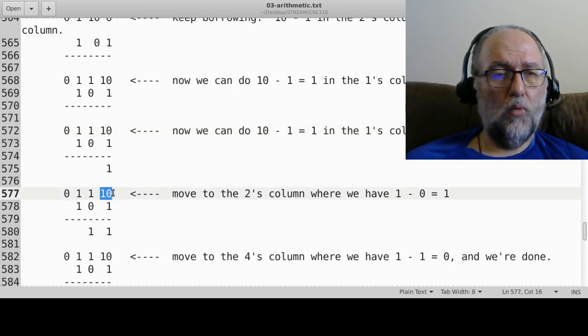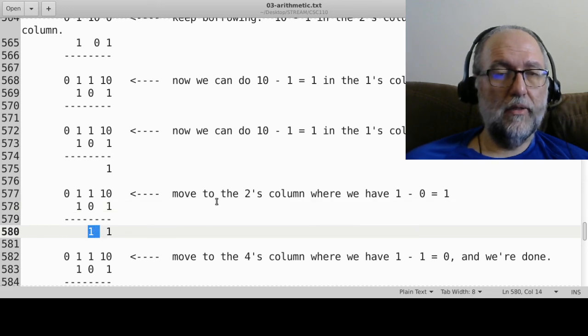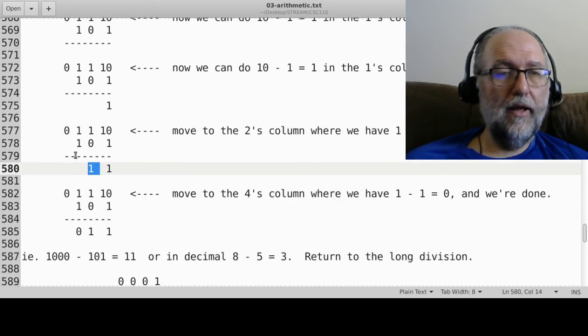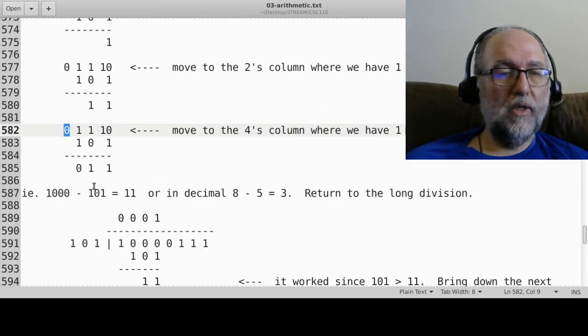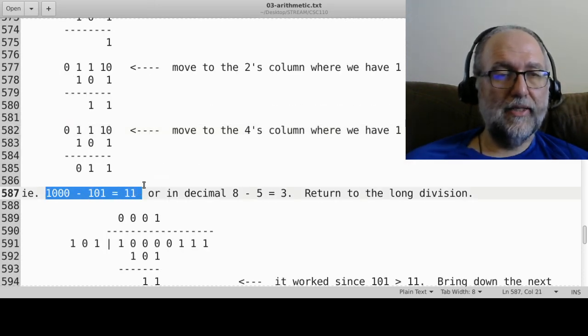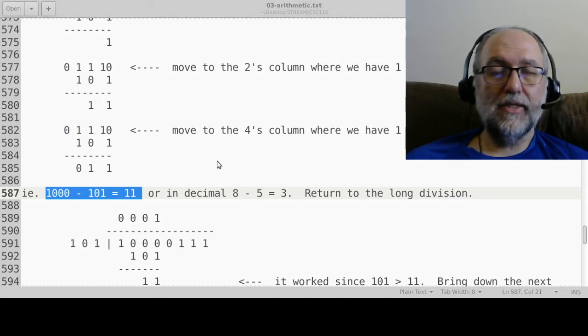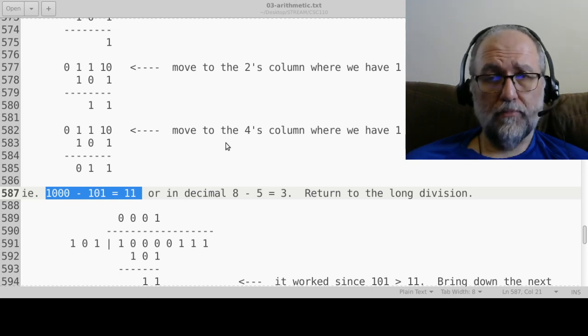And so here we are. We did 10 minus 1 is 1, and now we have 1 minus 0, that's 1. Okay. And then finally we have 1 minus 1 in the last column, in the fourth column, and 1 minus 1 is 0. And in the eighth column, there's nothing to subtract, okay? So basically, once you're finished the subtraction, you get this answer here. So 1, 0, 0, 0 minus 1, 0, 1 is equal to 1, 1. Okay? That's what that subtraction is.